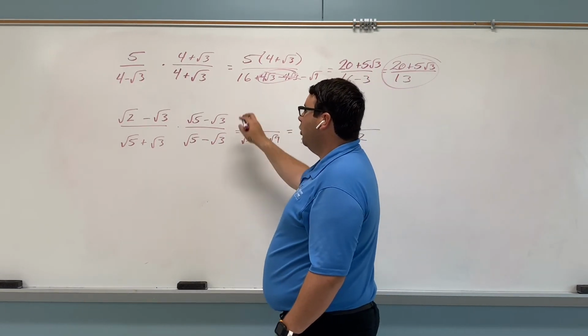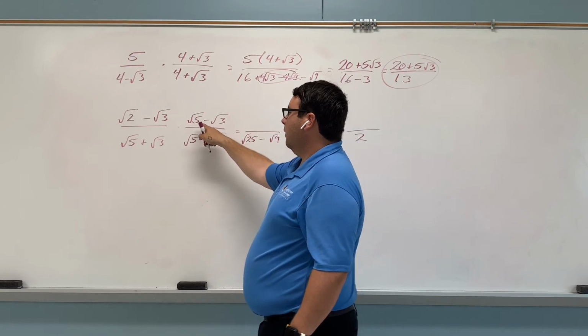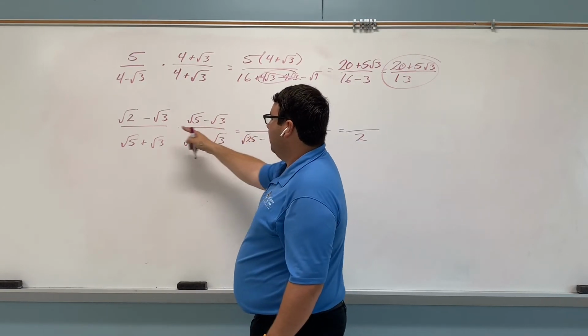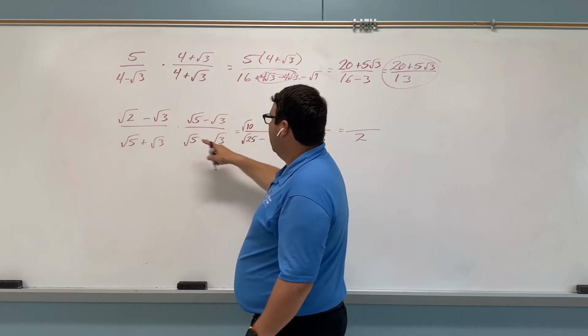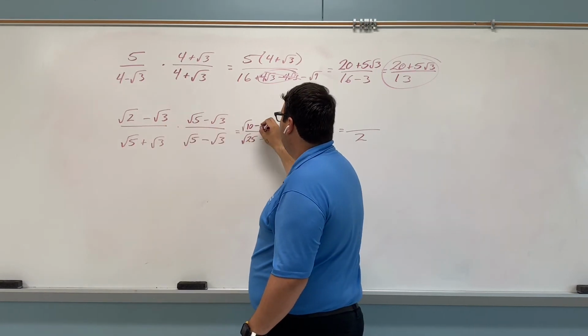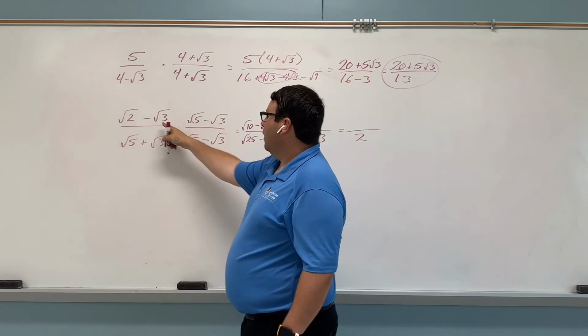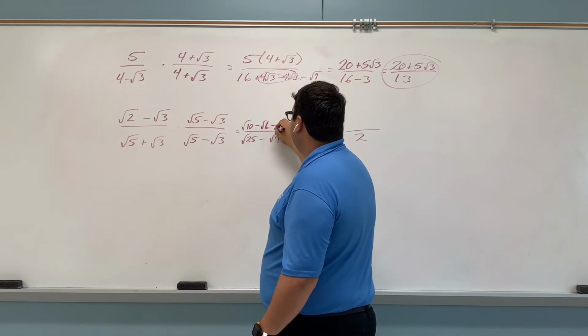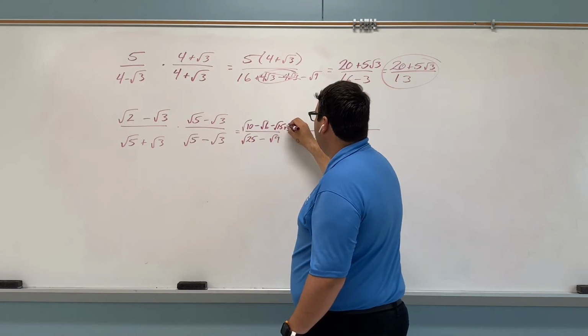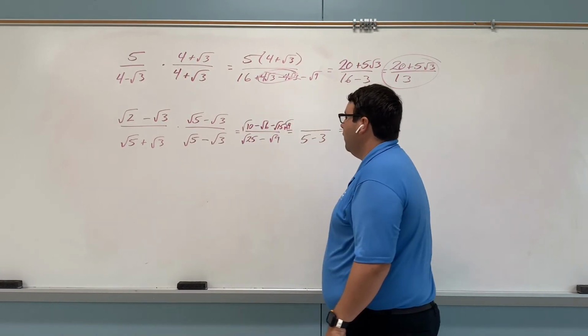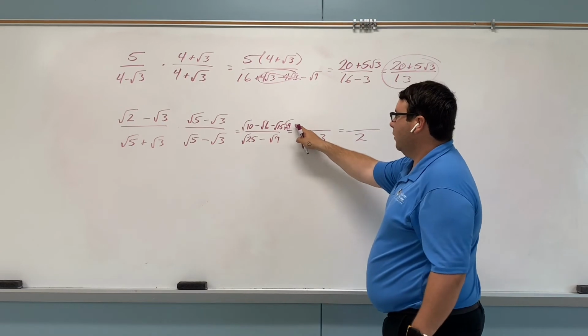Let's talk about that numerator. So I do have a binomial pair I'm multiplying. So I'm going to look at this and say my first terms, I have square root of 10. My outer terms, minus square root of 6. My inner terms, minus square root of 15. My last terms, plus square root of 9. The only thing that could simplify there is that square root of 9.